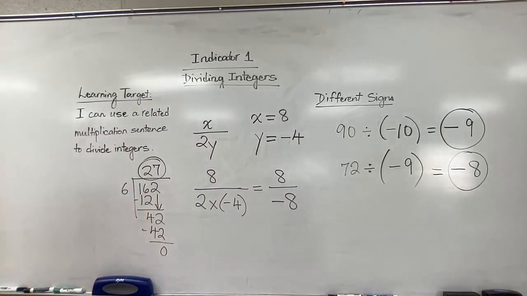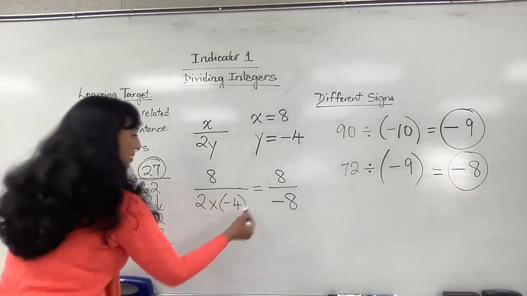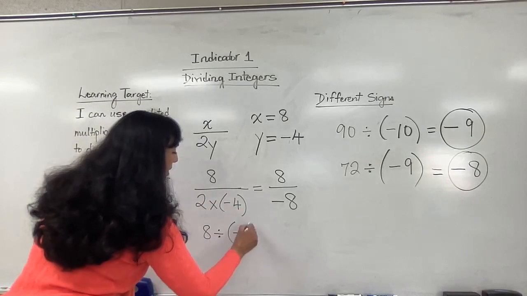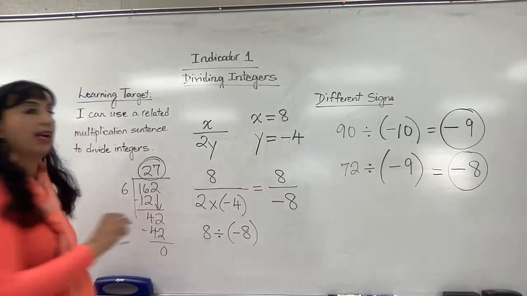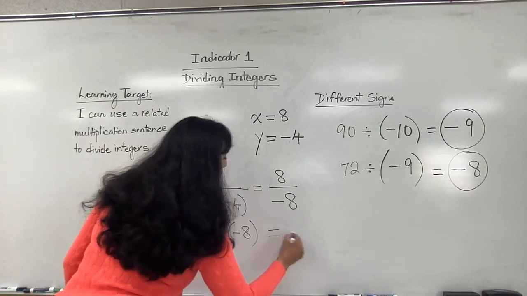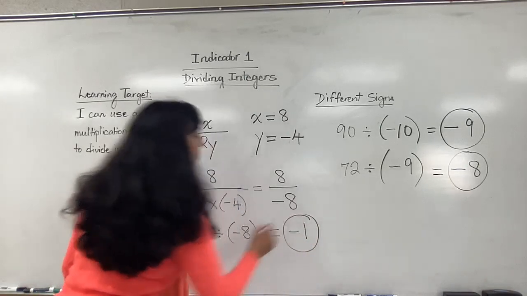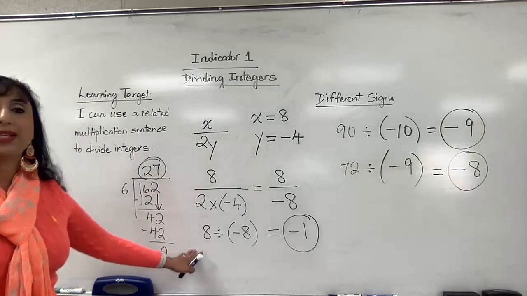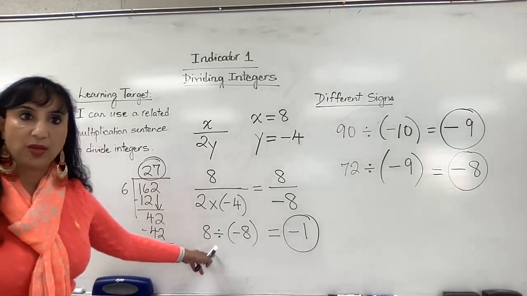So this basically means 8 divided by negative 8. Either you can write it like that or you can write it like this. As you can see, the signs are different, so we are going to get the quotient as negative 1, because 8 divided by 8 is 1. And of course, because they're opposite signs, my quotient is going to be negative.